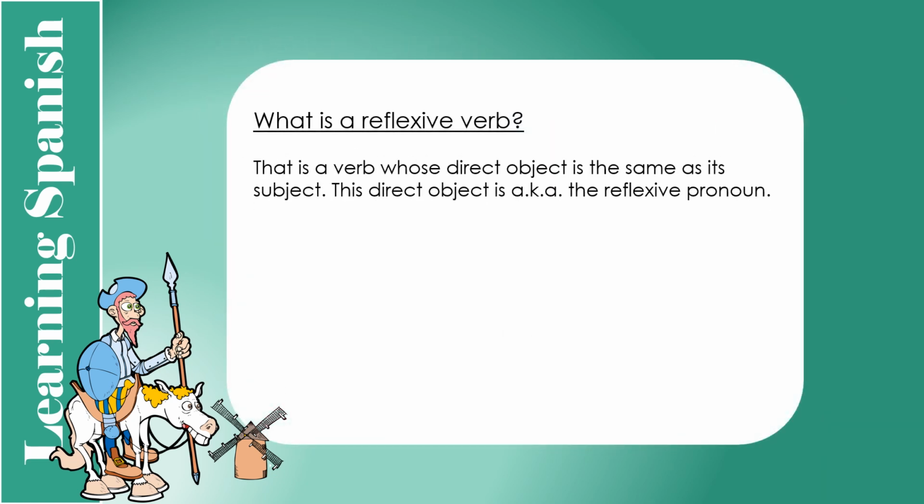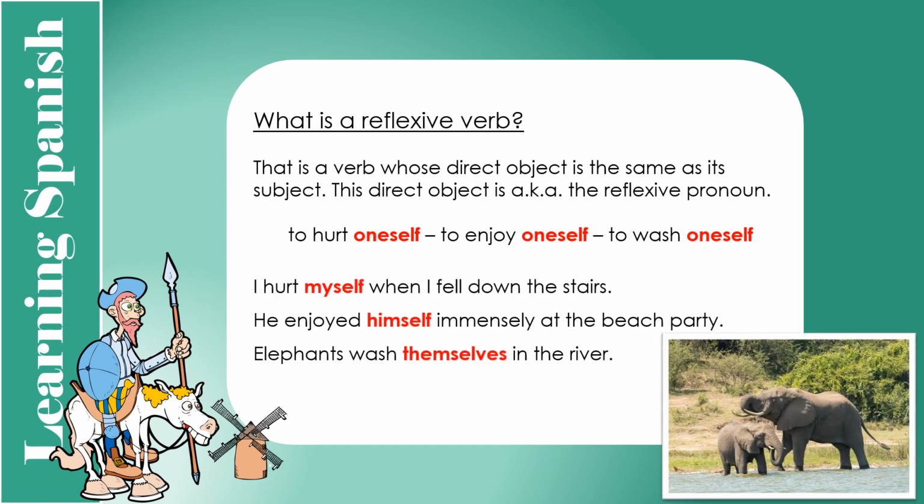A reflexive verb is a verb whose direct object is the same as its subject. This direct object is also known as the reflexive pronoun. To hurt oneself, to enjoy oneself, and to wash oneself are all examples of reflexive verbs in the English language, and the reflexive pronouns are shown in red. I hurt myself when I fell down the stairs. He enjoyed himself immensely at the beach party. Elephants wash themselves in the river.